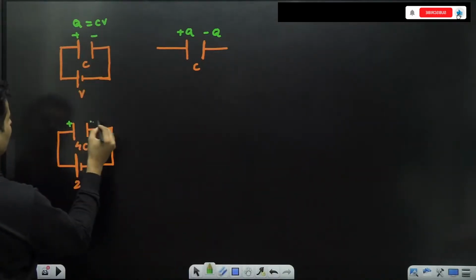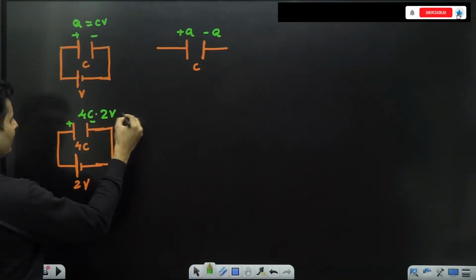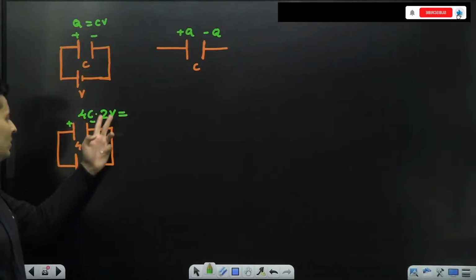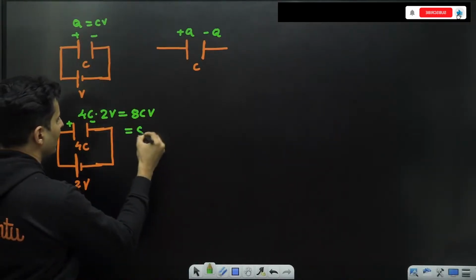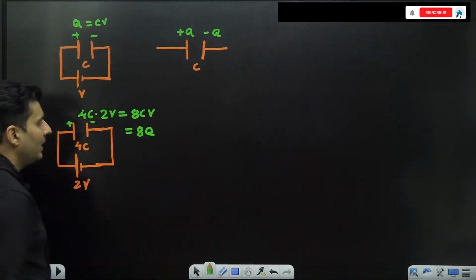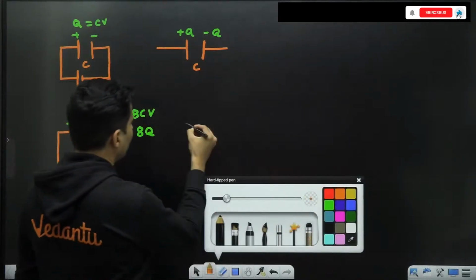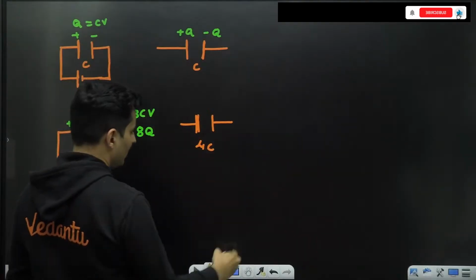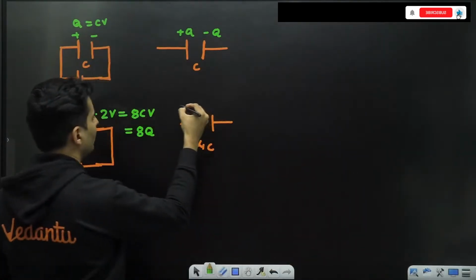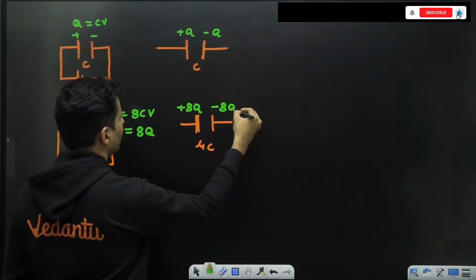Let's say this is plus minus. This charge will be 4C into 2V. Yeah, capacitance into voltage is the charge. So it will become 8 times of CV, which is 8 times of Q. So if this had Q, this capacitor, which is charged separately with value 4C, will have a charge of plus 8Q over here and minus 8Q over here.